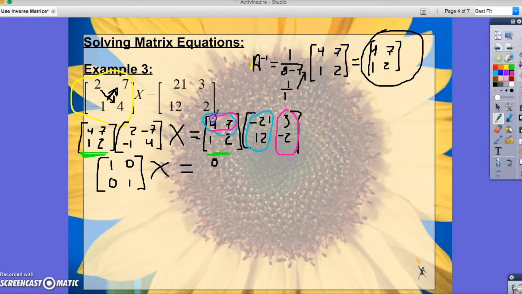Here's my next group. I move over a column. 4 times 3 is 12. So I say again, 4 times 3 is 12 minus 7 times, so plus 7 times negative 2. So 12 minus 14 is negative 2.